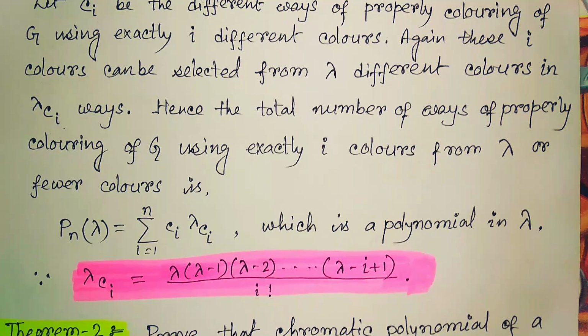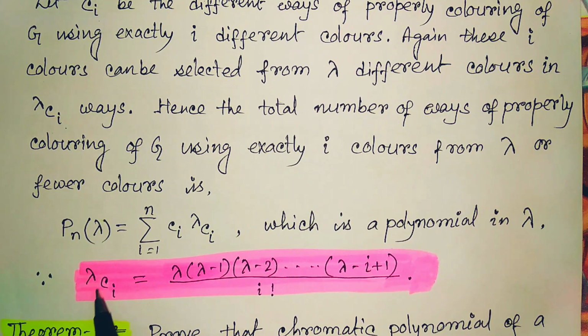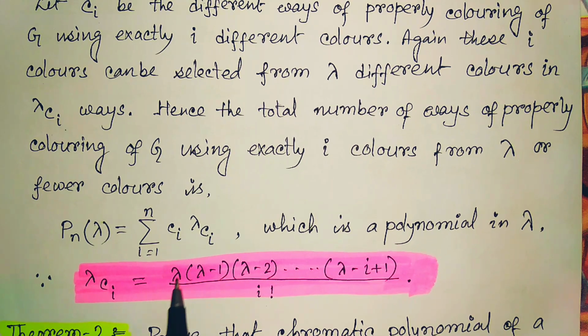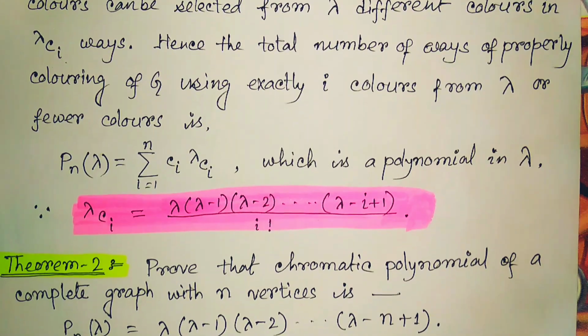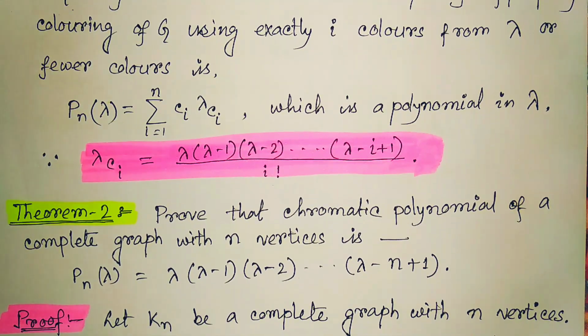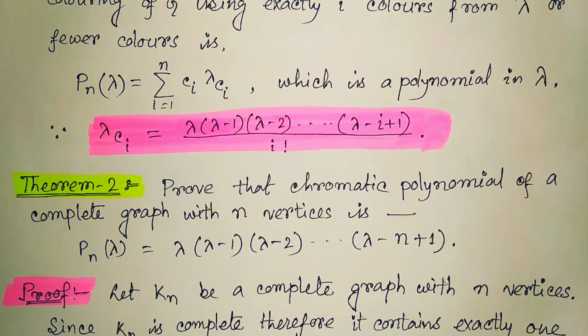Where lambda C i, we know from the binomial, is lambda into lambda minus 1 into lambda minus 2, and in this way up to lambda minus i plus 1, divided by factorial of i. So if we sum this up and finally expand it, then definitely we find it is a polynomial in lambda. Hence the proof.